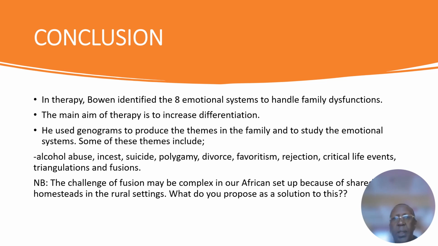In conclusion, Bowen identified the 8 emotional systems to handle family dysfunctions. And the main aim of therapy is to increase differentiation. And by differentiation, we mean the awareness of self, which includes clear boundaries, especially between the primary dyad and then, of course, the children in this relationship.